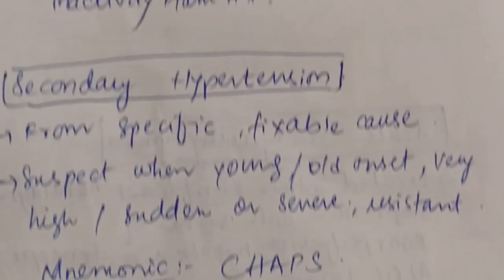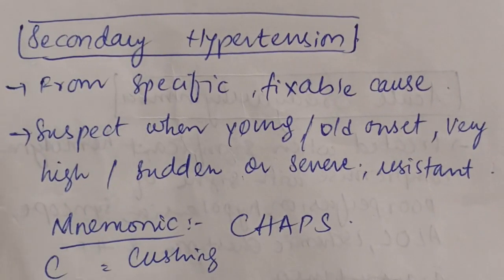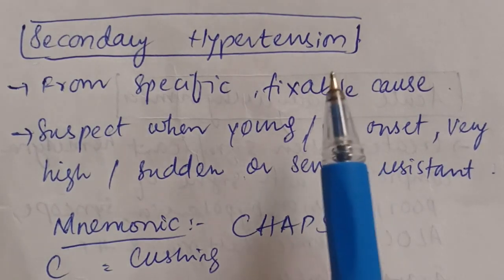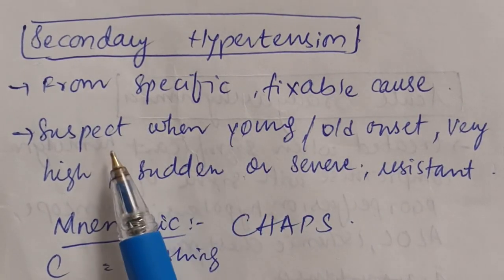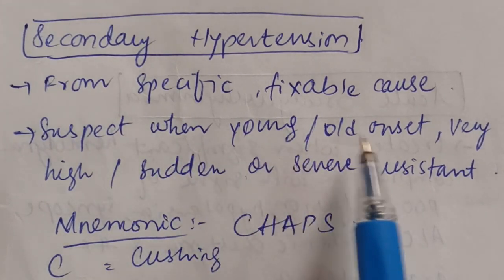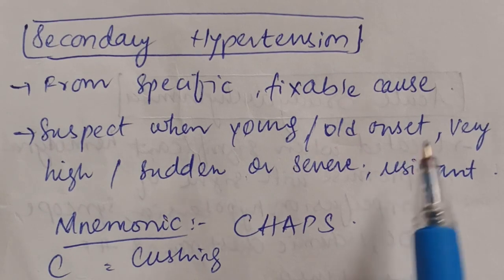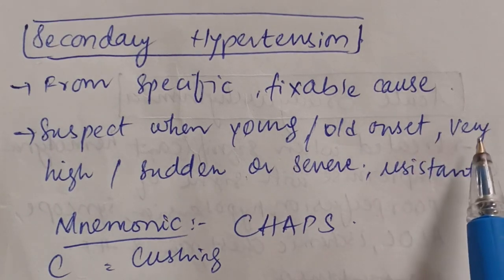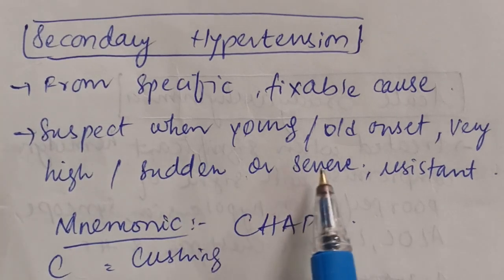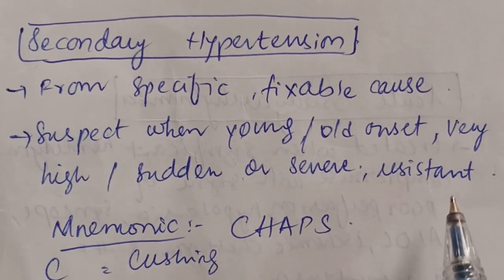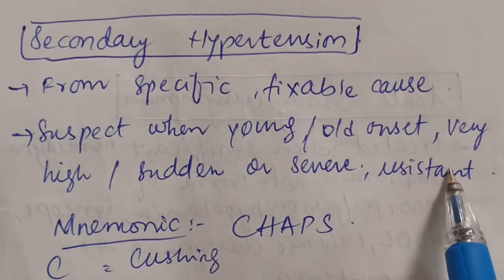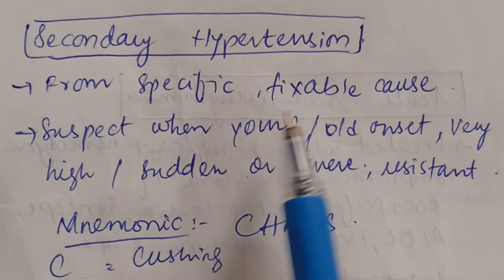Then we have the secondary hypertension. Secondary hypertension is actually from a specific or fixable cause. We are going to suspect secondary hypertension when the patient is usually young or older, has a young or older onset, and the blood pressure is very high, sudden in onset, very severe, and also resistant to two or three antihypertensive drugs. So we are going to suspect secondary hypertension.